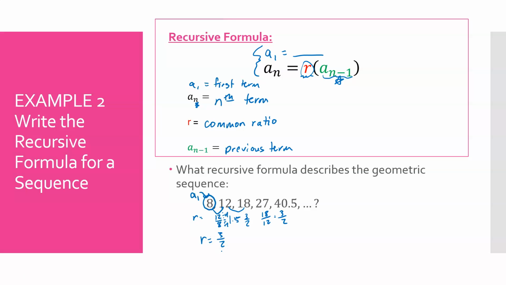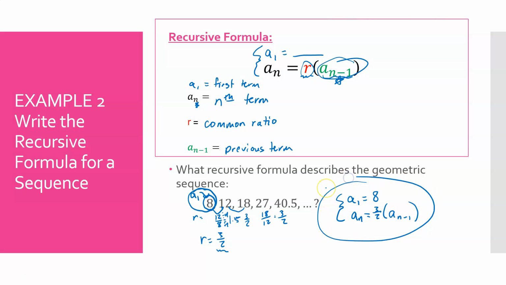Again, if you're doing it on paper, 1.5 is just fine, but Pearson does almost always ask you to put it as a fraction. So when I go to write my recursive formula, I write a sub 1 equals, that was the 8 that we found as the first term. I copy down the a sub n equals, I put my r in, 3 halves, parenthesis, and then I just copy down that a sub n minus 1. I don't have to do anything with it, it's just there. So that would be your answer.